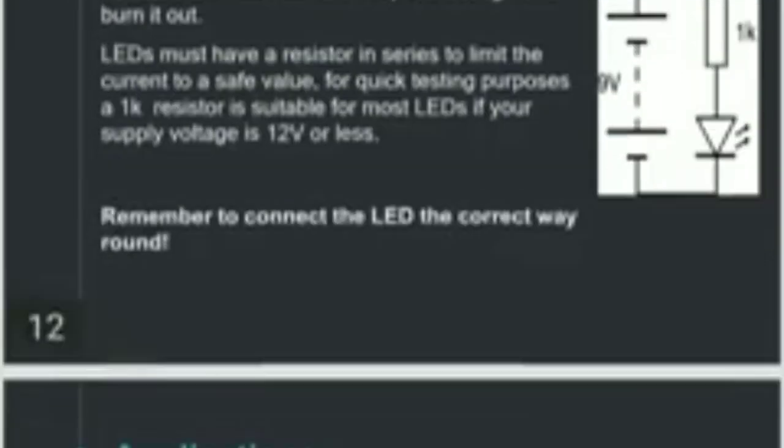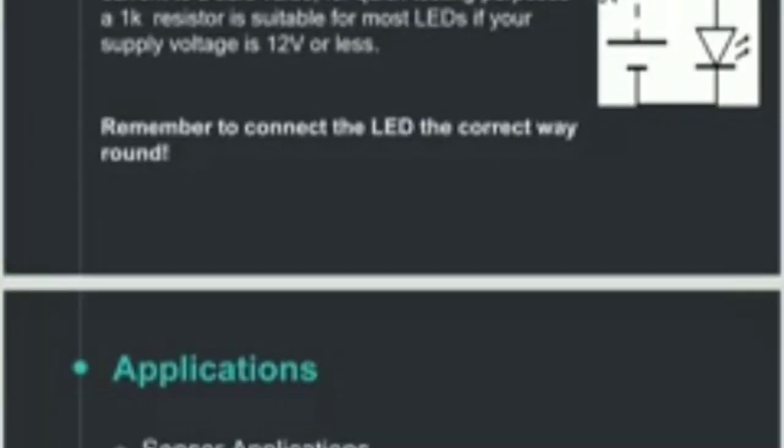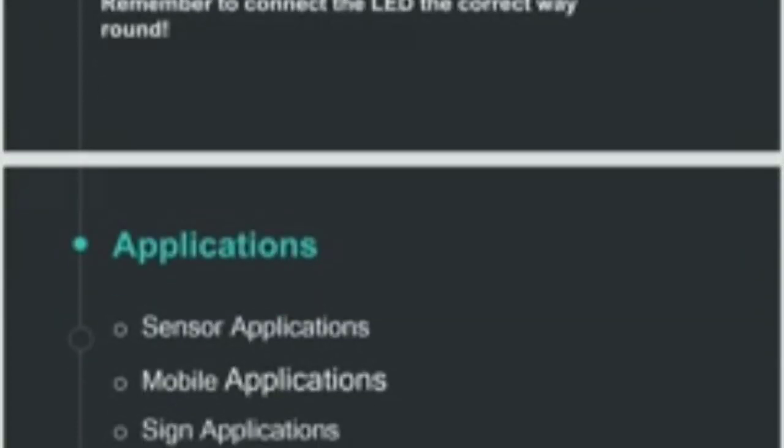What about testing of LEDs? Never connect an LED directly to a battery or power supply. It will be destroyed almost instantly because too much current will pass through and burn it out. LEDs must have a resistor in series to limit the current to a safe value. For quick testing purposes, a 1K resistor is suitable for most LEDs if your supply voltage is 12 volts or less. Remember to connect the LED the correct way around.